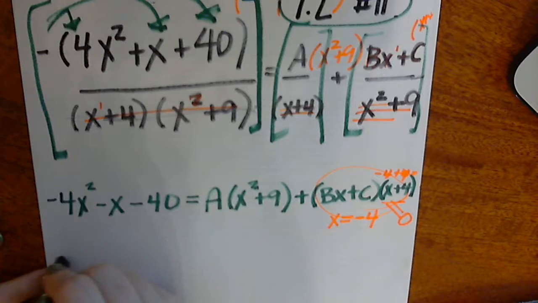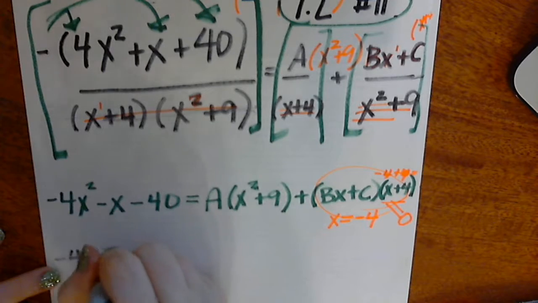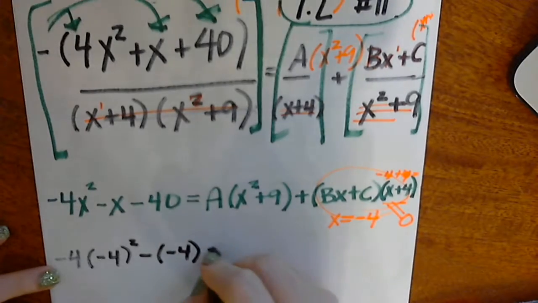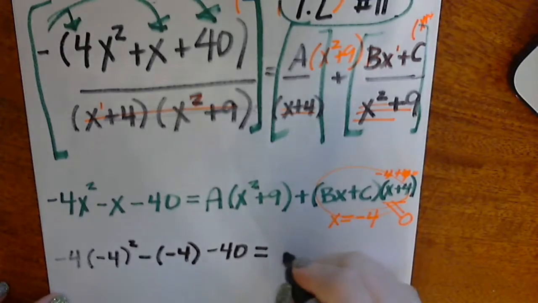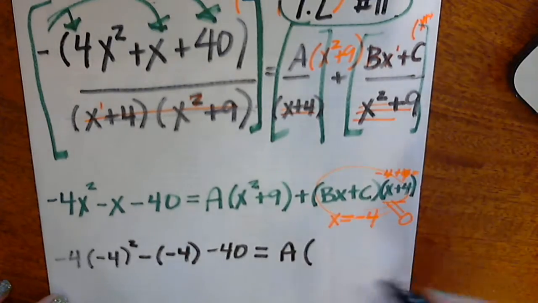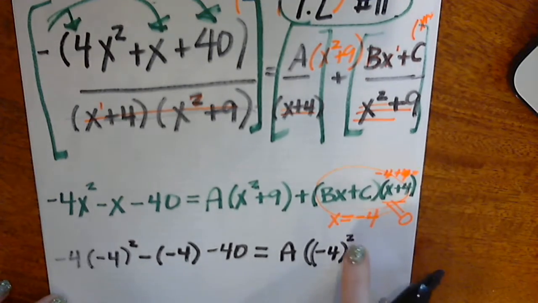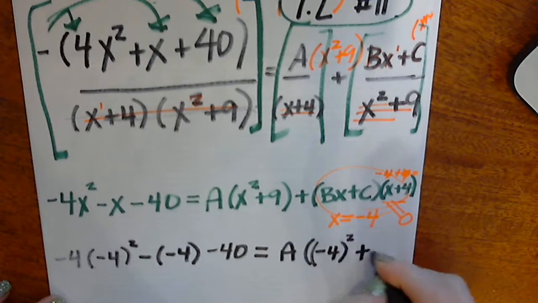So that's a -4 times (-4) squared minus a -4 minus 40 equals a times (-4) squared. I'm putting parentheses around the -4 because without the parentheses, the power of 2 would go to the 4 but not the negative. With the parentheses, it's indicating that this is a -4, so that the power of 2 goes to both the negative and the 4, plus 9.